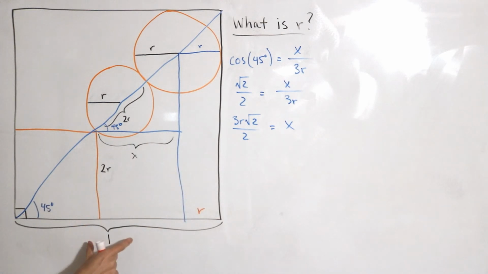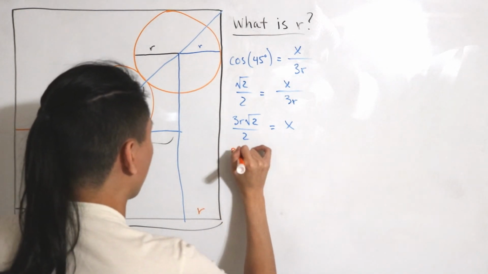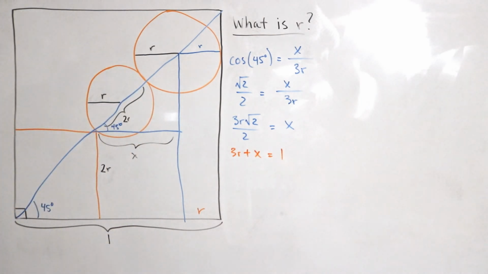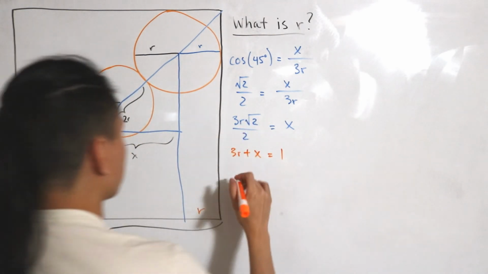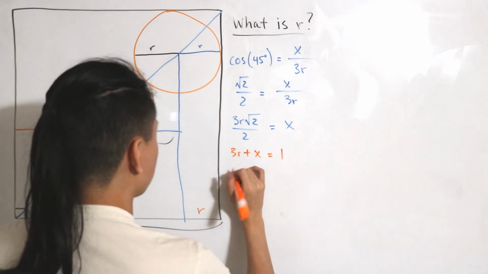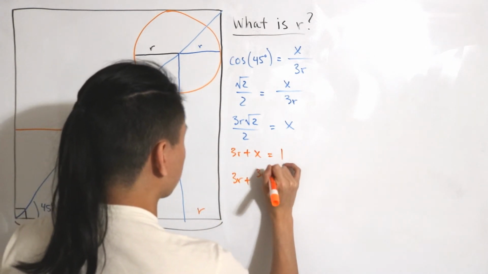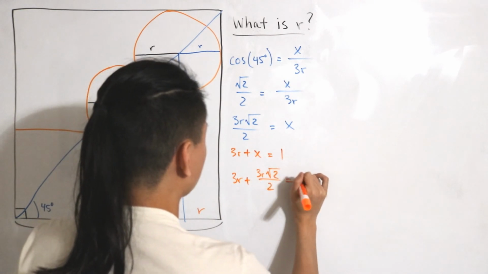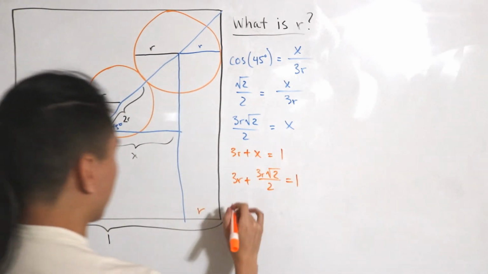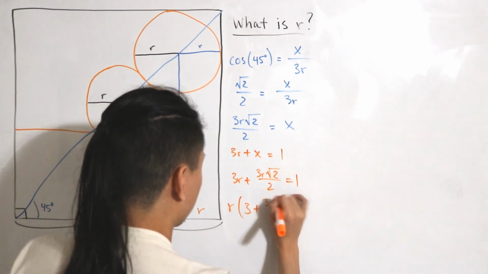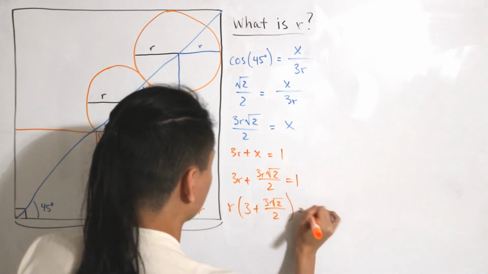Let's take the sum, and then it gives us the value of the side length of the big square. So that means we have 3r plus x is equal to 1. And so what's nice is that we already found what x is equal to, so we can just plug it back in for x. So that means 3r, and then add this with 3r times the square root of 2 divided by 2 is equal to 1. What I can do is factor out an r, so r times 3 plus 3 times the square root of 2 divided by 2 equals 1.